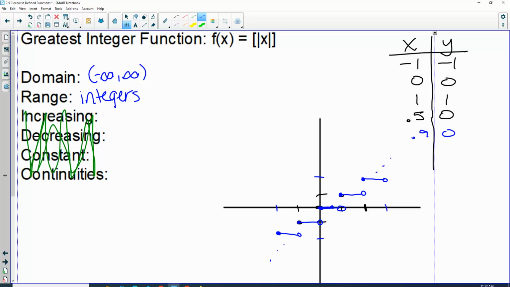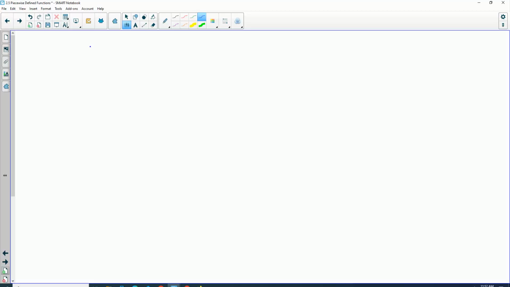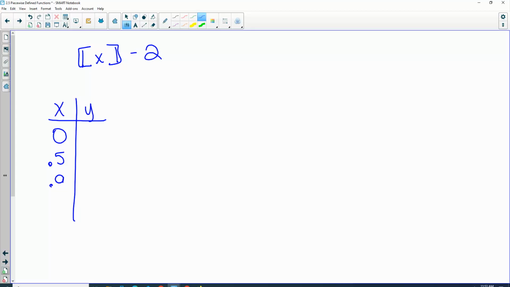Okay, all the variations of it that we might have are going to look the same. You're going to have your open and closed circles, it'll just be stair steps. I want to graph a couple variations just to practice and make sure we're okay. So if I put in, let's say, greatest integer of x minus 2. And I wanted to graph it. You cannot just plug in integers for this. You are going to have to do some decimals. So I usually start with 0 and then do maybe like 0.5, 0.9, and 1 to try to get a good idea of my graph.